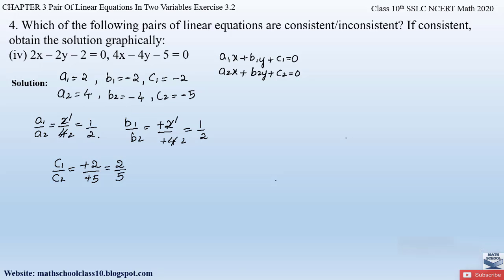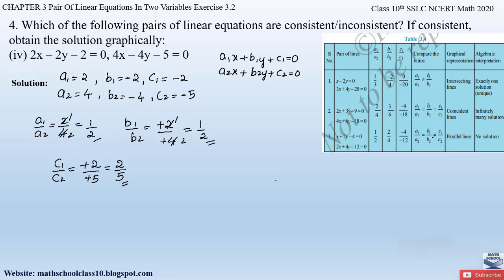Here you can observe that the ratio a1 by a2 is equal to b1 by b2, that is half in both the cases, whereas it is not equal to c1 by c2, right? So when does this kind of condition occur? This condition occurs when the lines are parallel to each other, and hence we obtain no solution. Since we get no solution, here the lines will be inconsistent, right?